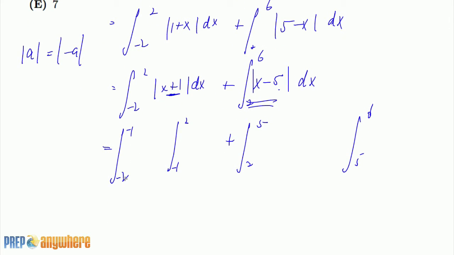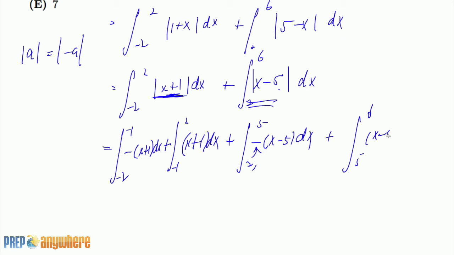So what goes in here from minus 2 to negative 1? It'll have to be a negative of that, right? So that it turns into positive. This is already positive, so it's just going to be x plus 1. Again, 2 to 5 is less than 5, so we're going to be negative, so I have to multiply by a negative to make it positive. From 5 to 6, x minus 5 is positive, so we just leave it the way it is.